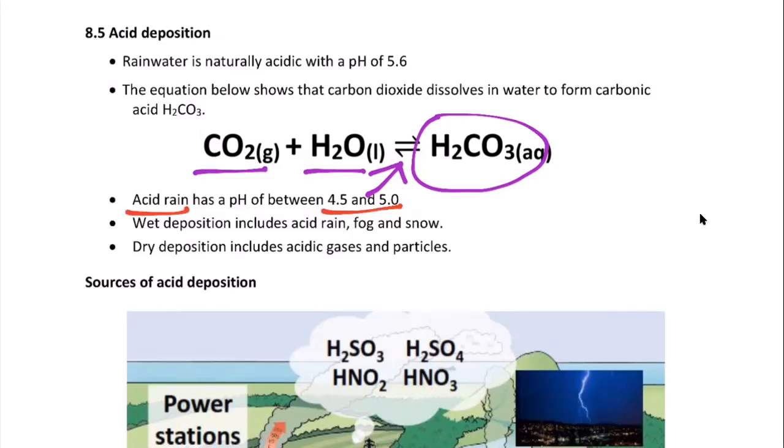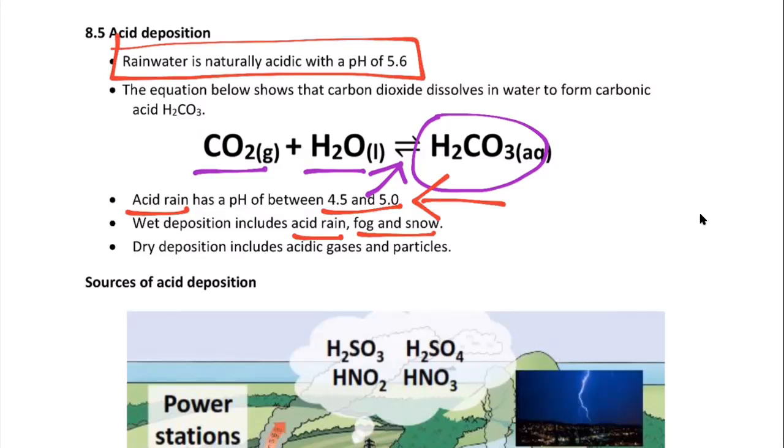And acid rain is between 4.5 and 5.0. So make sure you know that naturally rainwater is about 5.6. But acid rain is more like between 4.5 and 5.0. So it's got a lower pH. It's more acidic, okay? There are 2 different kinds of deposition. The wet deposition includes both acid rain and also fog and snow.